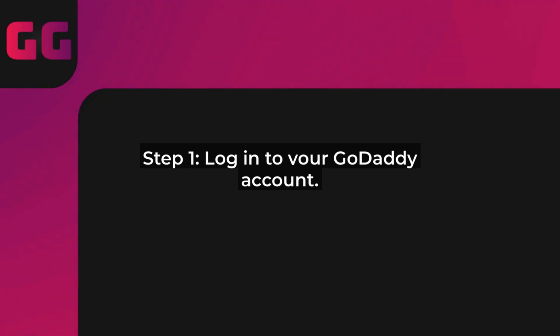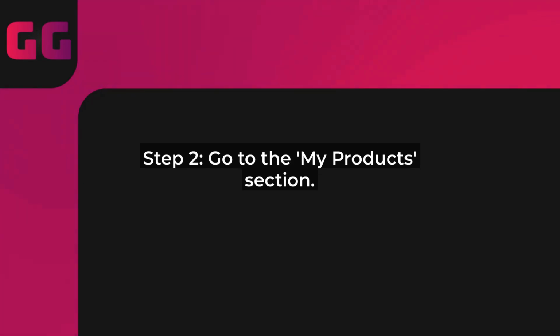Step 1. Log in to your GoDaddy account. Head over to the GoDaddy website and enter your username and password. If you have two-factor authentication enabled, make sure to complete that as well. Step 2. Once logged in, navigate to the My Products section. This is usually on the dashboard where you can see all your domains and services.